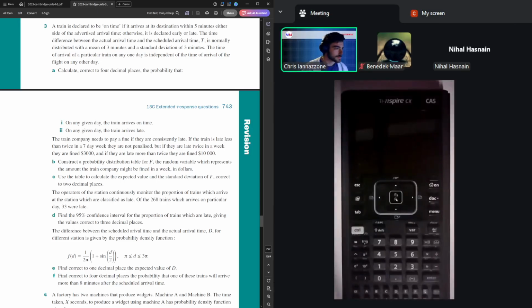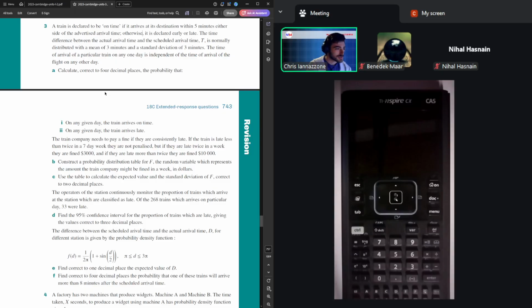Starting at question 3. A train is declared to be on time if it arrives at its destination within 5 minutes either side of the advertised arrival time, which seems a bit insane. If anyone takes trains on a regular basis, they're usually on time pretty much exactly. So 5 minutes either side seems a bit much, but whatever.